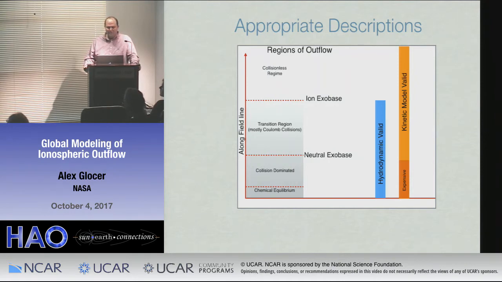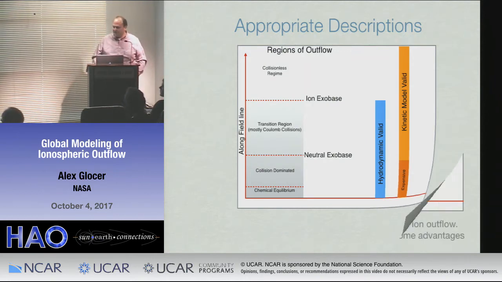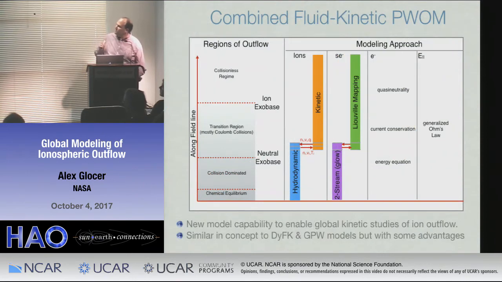And so what we want to do is to take the best of both worlds. And so that's why now we've gone to a new description for PWOM. This is a combined fluid and kinetic description of the model. What we do is we use the hydrodynamic model at low altitudes, and we transition to a kinetic hybrid PIC description at high altitudes. And then we couple back and forth in order to make these models run together seamlessly. And you put that transition in the region where both approaches are valid descriptions of the plasma.